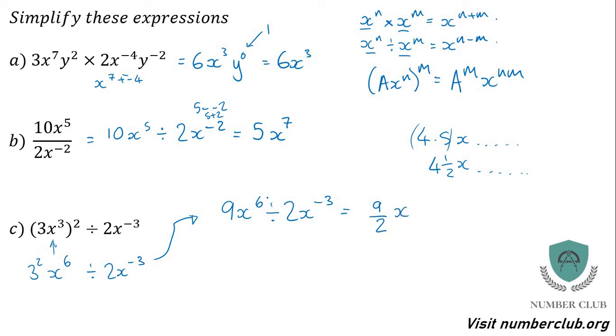X to the power of 6 take away -3 is 9. So we're going to get 9 over 2, lots of x to the power of 9. That can also be written as 9x to the 9 all over 2 if you wanted it to. Those are exactly the same thing as each other. Okay, but you must not use 4.5. It looks so confusing. So let's move on again.